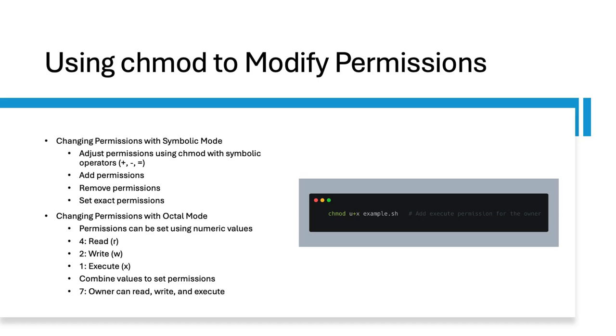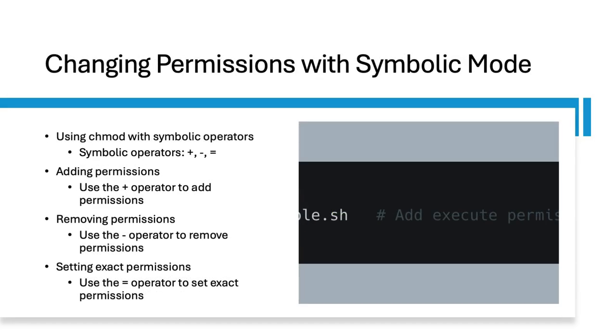In this slide, we're going to look at how to use chmod to modify permissions. We can change permissions using symbolic mode with operators like plus, minus, and equal. Alternatively, we can use octal mode with numeric values like 4 for read, 2 for write, and 1 for execute. Combining these values sets specific combinations of these permissions. Next, we're going to learn how to adjust permissions using the chmod command with symbolic operations. We'll cover adding permissions, removing permissions, and setting exact permissions using the plus, minus, and equal operators.